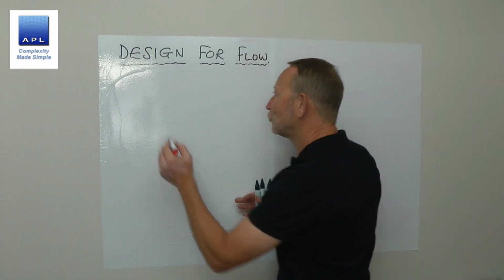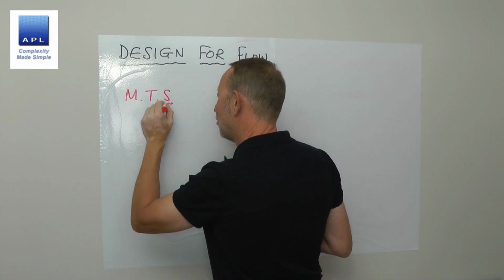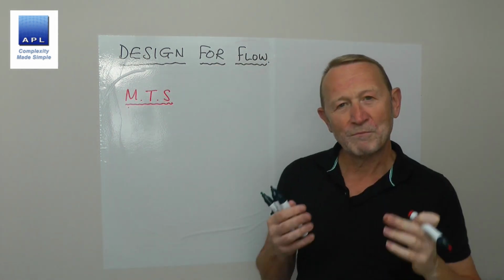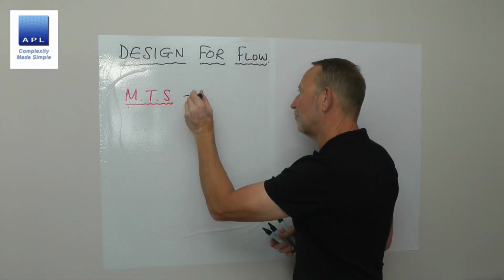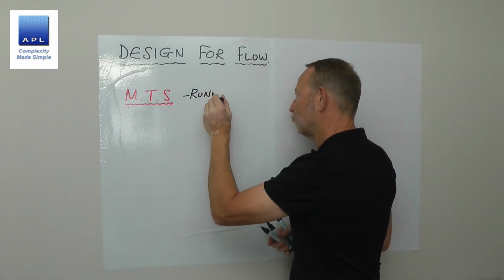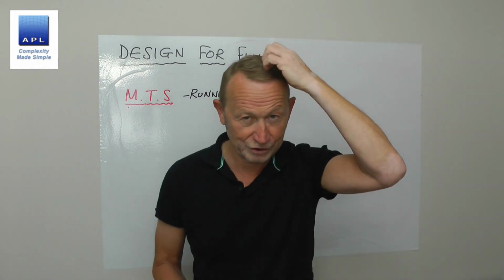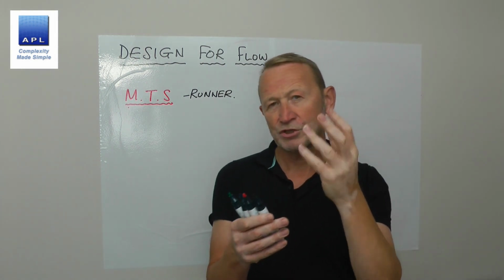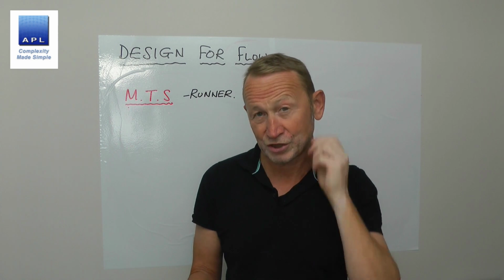So let's just remind ourselves where we are again. Make to stock. Make to stock is where we are. In other words, we are talking about your runner items. You're talking about your runners. So how should you start to transform your systems?